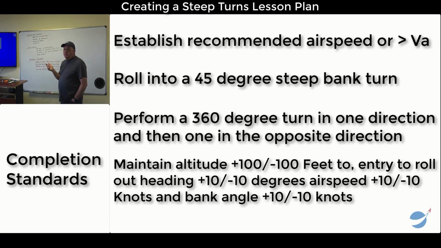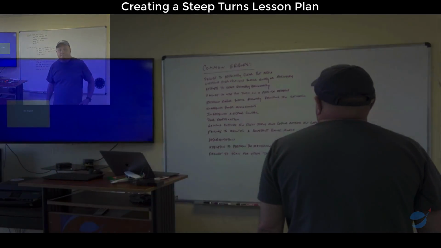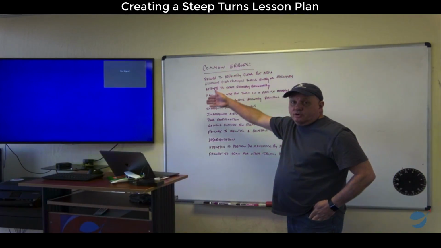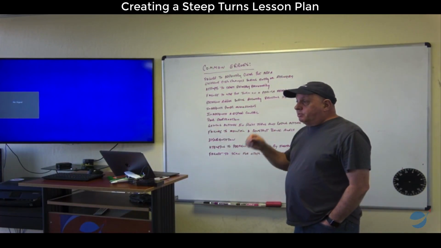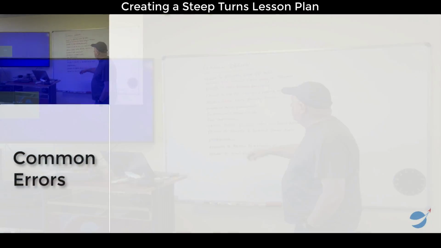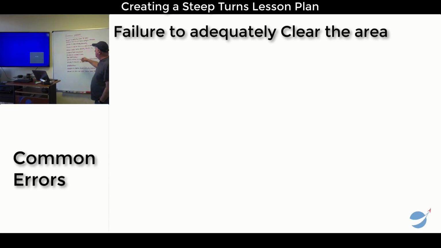So that's that. Now we need to look at the common errors. So we'll look at that next. I'll get rid of that. We'll put the common errors, and then we'll be done. Okay, then the common errors, and I'll describe them as we go. Again, for the check ride, you'll probably have to talk about them all. For a student, we might pick the ones that we think are most relevant. Failure to adequately clear the area, obvious one.